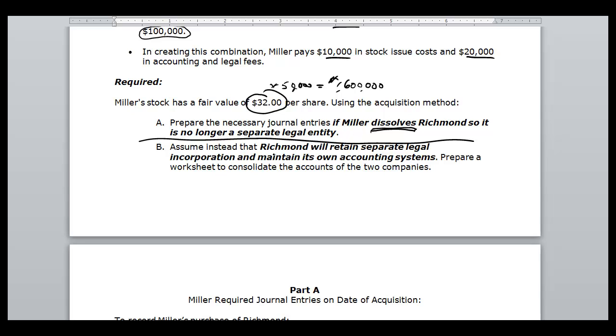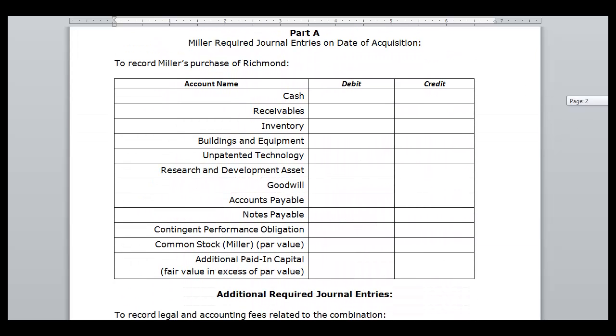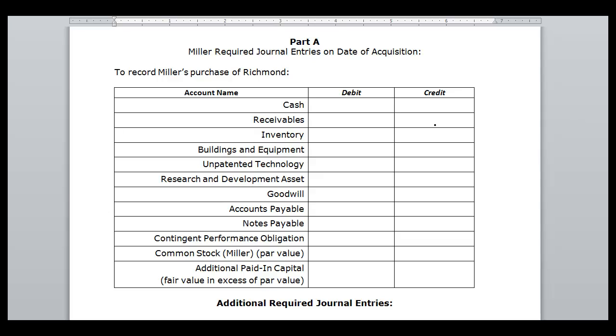Now in the second scenario, that's completely different than the first. We use the same information, obviously, but we're going to account for it differently, because in that situation, Richmond is going to retain its legal status as a corporation, and it will maintain its own general ledger, and therefore have to be consolidated with Miller. Okay, so let's get cracking on the details here and handle part A. And actually, part A is not all that problematic.